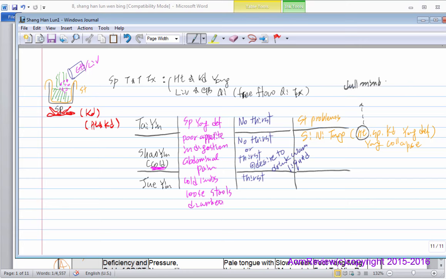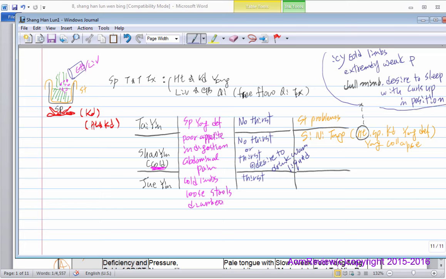You might have a dull mind, and also there are more signs, such as the dull mind with desire to sleep, and usually curled up in position. Right, and also another one is an extremely weak pulse and also ice cold limbs, because the heart fails to circulate the blood to the less important organs, like the limbs. So these are all related with the heart yang more. Anyway, that we call the Shaoyin tongue sign.